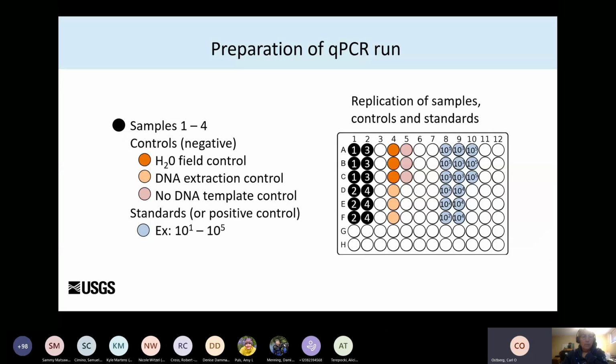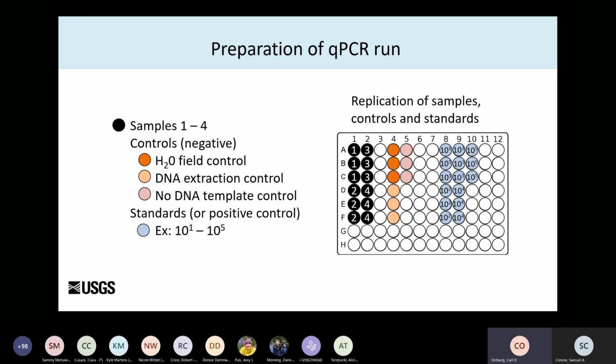So here, I just want to briefly mention samples, controls, and standards that would be included in a PCR run. The graphic here is an example of a PCR plate, and it shows all samples, controls, and standards replicated on a PCR plate. Replication here is shown in triplicate. Samples are in black, and the samples are replicated because eDNA often occurs at low concentrations, so replicating helps you to better estimate the eDNA and detect it.